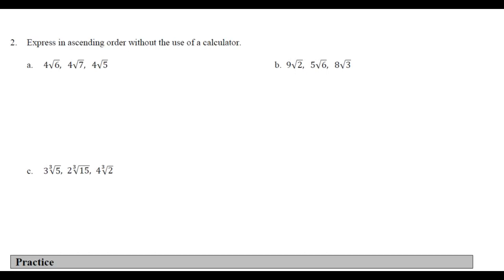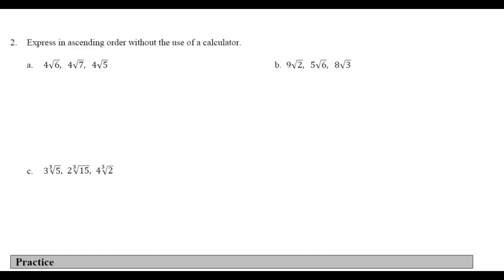So ascending order, who can tell me, is that lowest to highest or highest to lowest? Hands up. What do you think ascending? Hudson? Lowest to highest. If you ascend a mountain, you're going up the mountain. If you descend a mountain or descend a set of stairs, you're going down. Okay, so we want the smallest to largest.